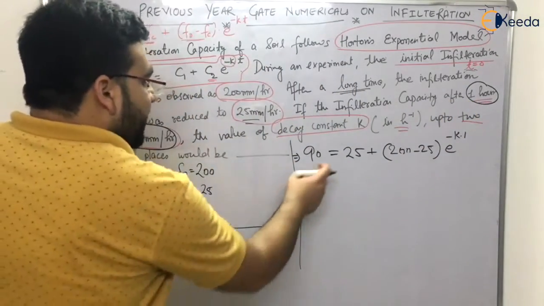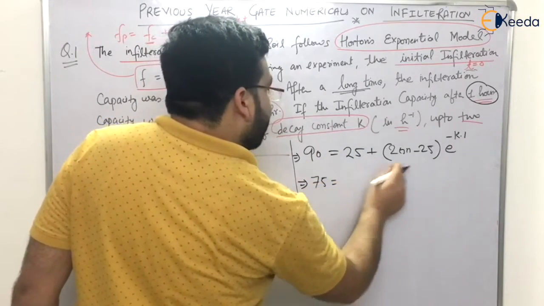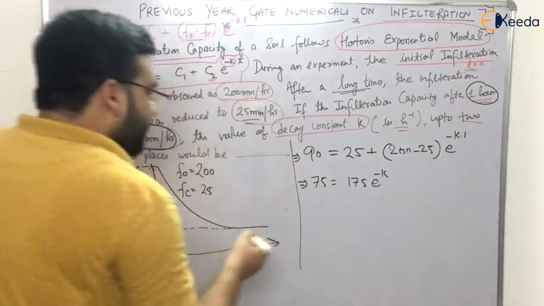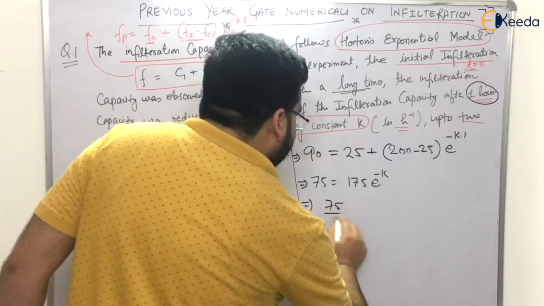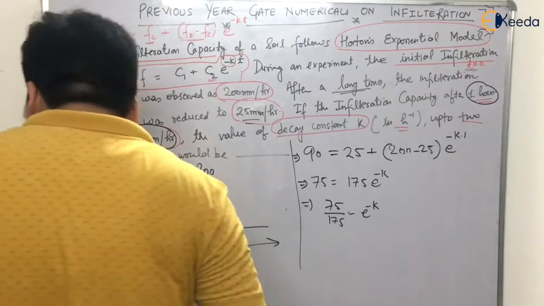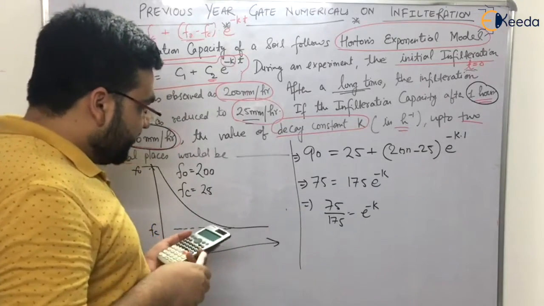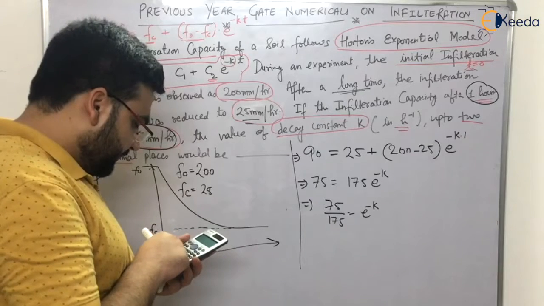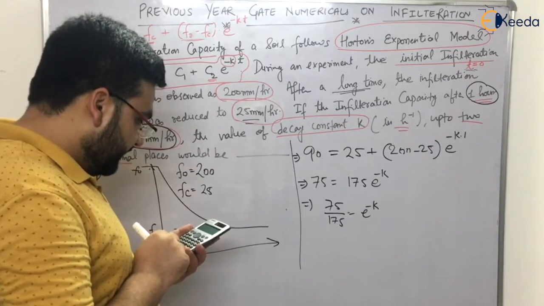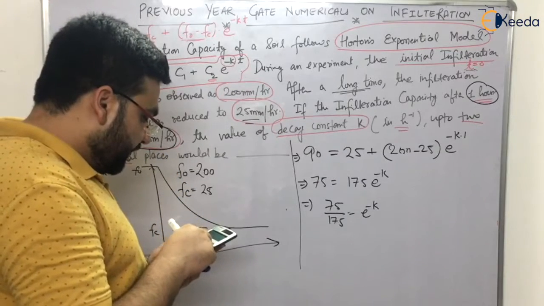Simple, right? So let me subtract it. So it will be 75, right? It will be 75 equal to 175 e raised to the power minus k. Now it will be 75 divided by 175 is equal to e raised to power minus k. Now let me take the natural logarithm. I will get the answer. Or I can do the inverse also. So the answer would be ln of 75 divided by 175.